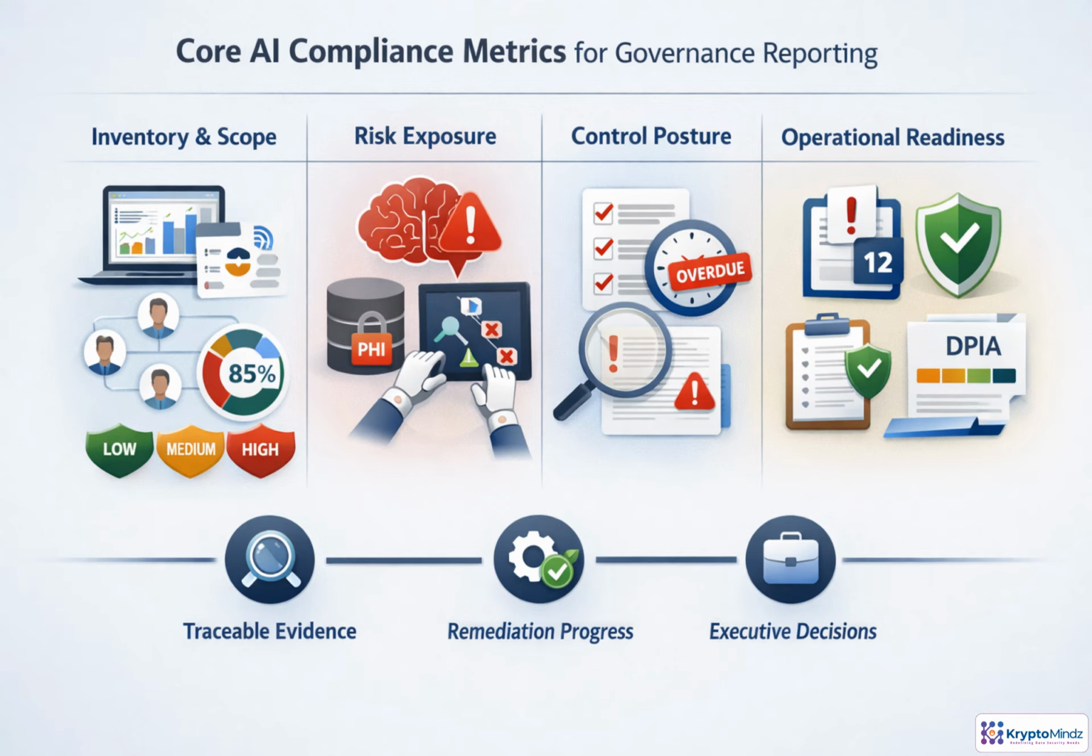Good governance reporting reduces AI compliance into a small set of decision-ready signals. Leaders need to know whether the inventory is complete and whether every system has an owner and risk rating. They also need exposure indicators: high-risk systems, sensitive data, and automated decisions. Control posture shows what is broken or overdue. Operational readiness shows whether reviews, incidents, DPIAs, and vendors are under control. Every metric should have evidence: an owner, a frequency, and a threshold.